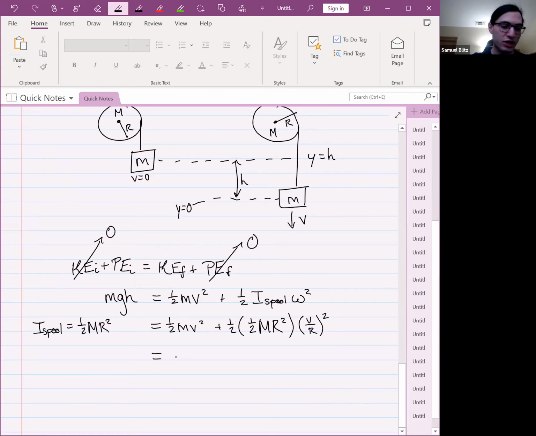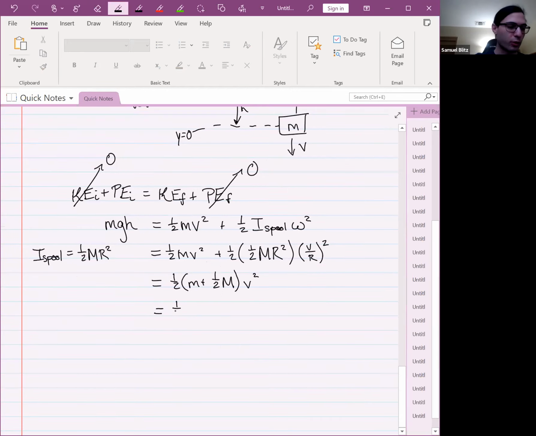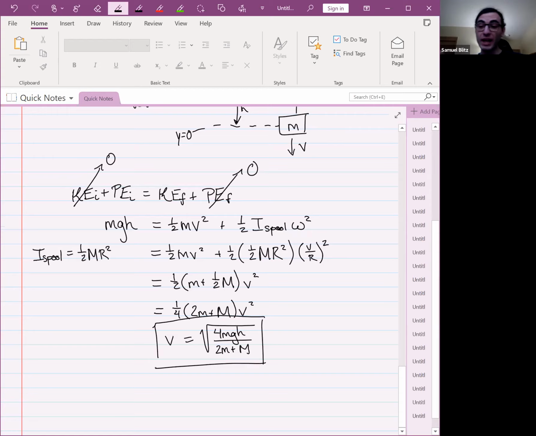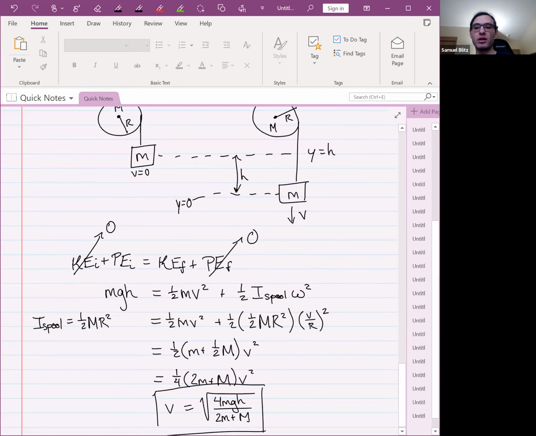So again, we can do some simplifications. We get 1/2 m plus 1/4 capital M, times v squared. The r's are going to cancel out, which is nice. So this is equal to 1/4 times 2m plus capital M, times v squared. And so what we get for our speed, this is the speed of the falling block after it's fallen a distance h, is the square root of 4 mgh over 2 little m plus big M. So again, we find that the speed of the falling block depends on the moment of inertia, and through the moment of inertia, the mass of the pulley.